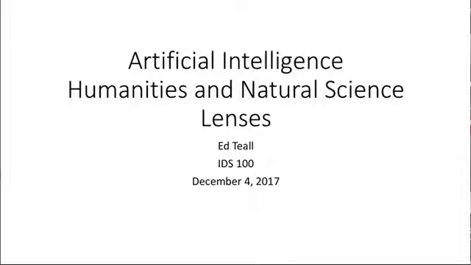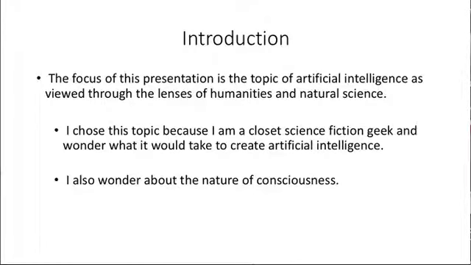In here you can see I'm doing artificial intelligence, humanities, and natural sciences. Those are the two lenses I do. You fill in the date and your name and the name of the project. So that's the first one. That's straightforward. The next one is the introduction slide, and you're going to introduce the topic that you're going to talk about. So it's one of those 3 topics you've been working on.